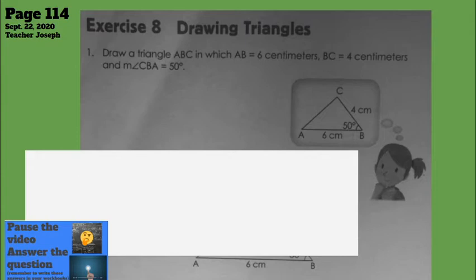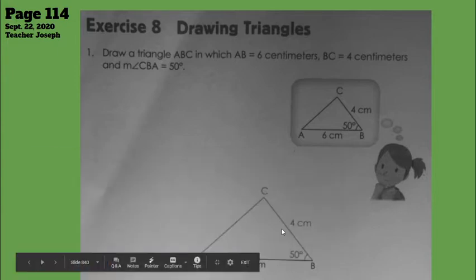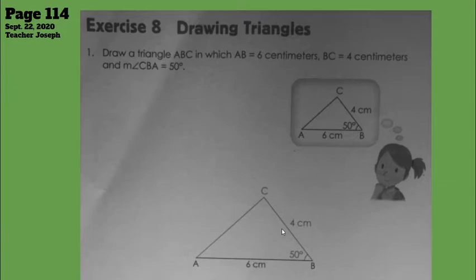Okay, so hopefully you read the directions, which say, draw a triangle ABC, in which AB is 6 centimeters, BC is 4 centimeters, and the measure of CBA is 50 degrees. So first you should have started with your 6 centimeter mark on the bottom. So it should look very similar to this. Now your side going up is a little bit smaller, so if you're using a ruler, make sure you measure that correctly. And then connecting points A and C is a little bit bigger as well. Use your protractor to measure the 50-degree angle.